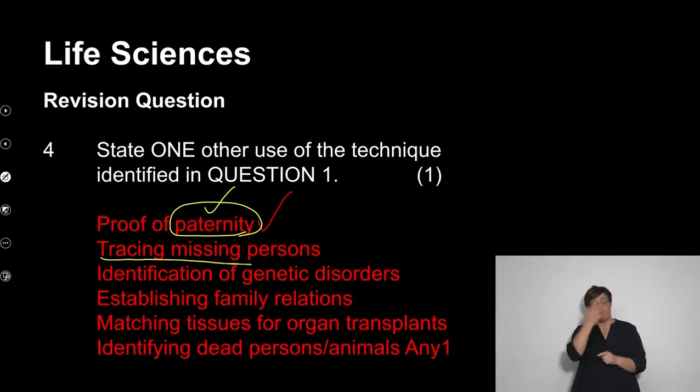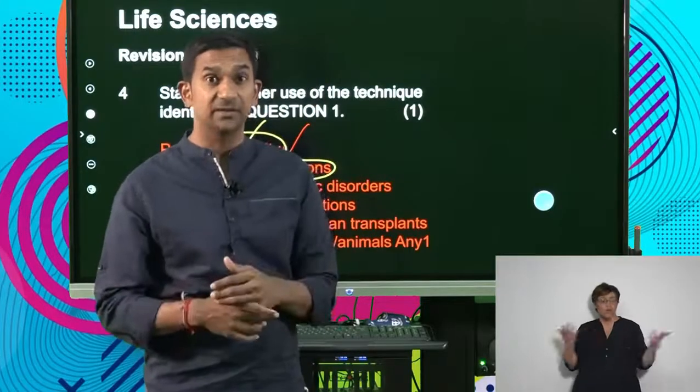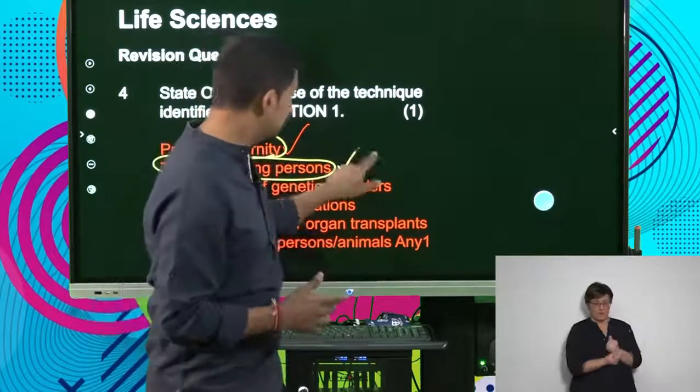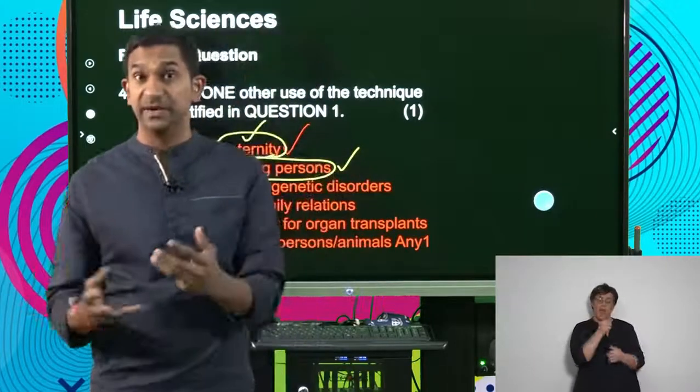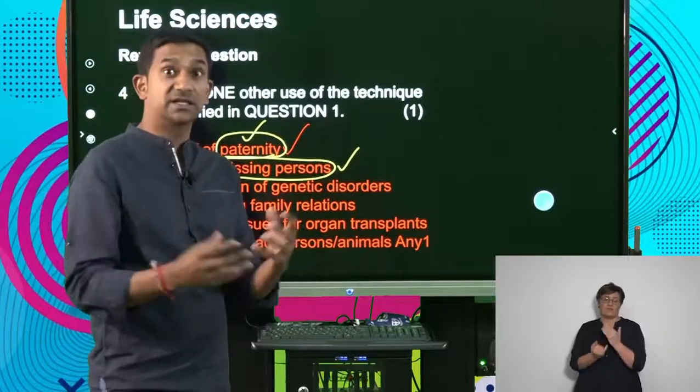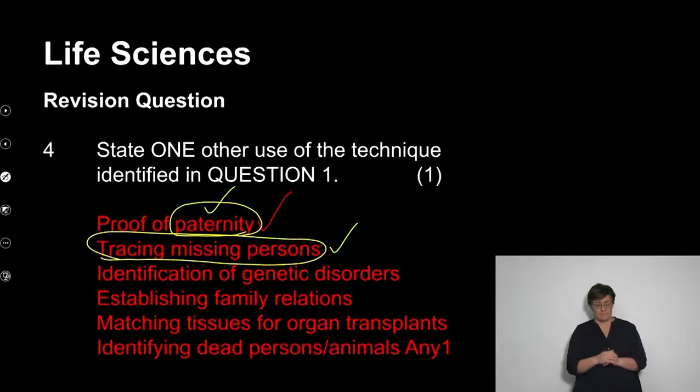We also know that individuals that go missing can often be established. There's lots of human trafficking around the world that happens, and DNA sampling can link individuals to a set of parents as well as to an individual that has DNA being stored in a DNA databank. The identification of genetic disorders.